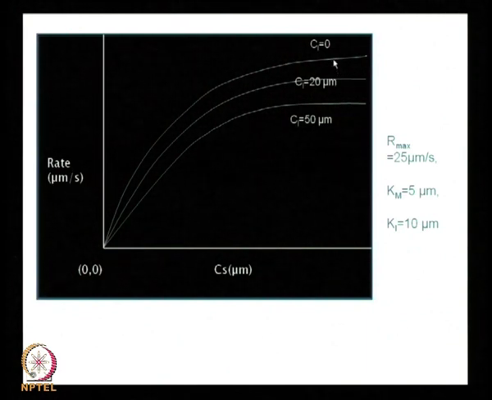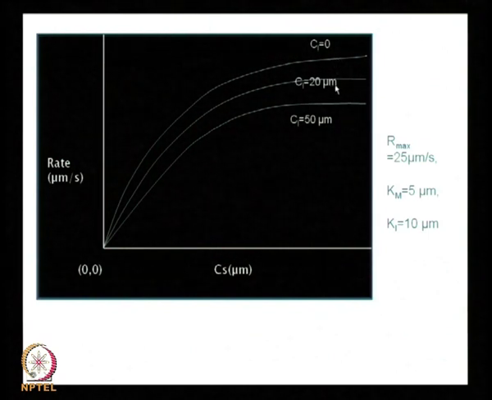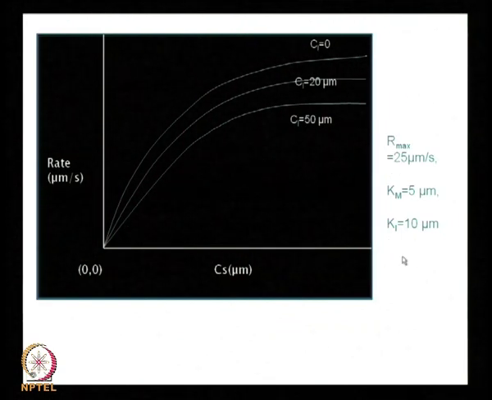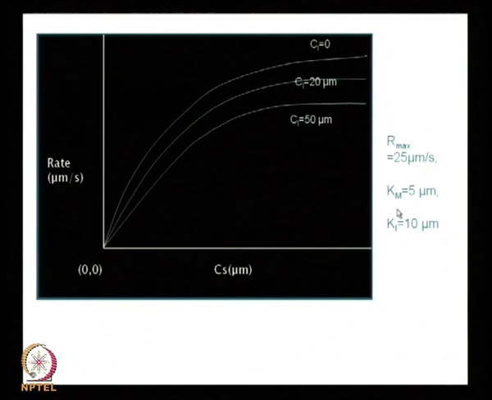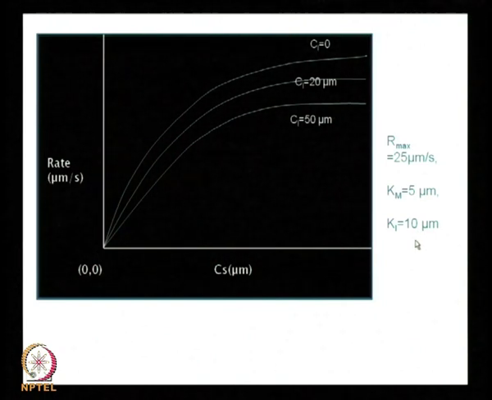So this is without inhibition. If you introduce a certain amount of inhibition, the rate goes down, and it goes down further as you keep increasing the inhibitor concentration. These are real numbers from experiments, and the Rmax that you get over here is around 25 micromolar per second. This m should be a big M actually. Km, the Michaelis constant, is around 5 micromolar, and Ki, the inhibitor constant, is around 10 micromolar.